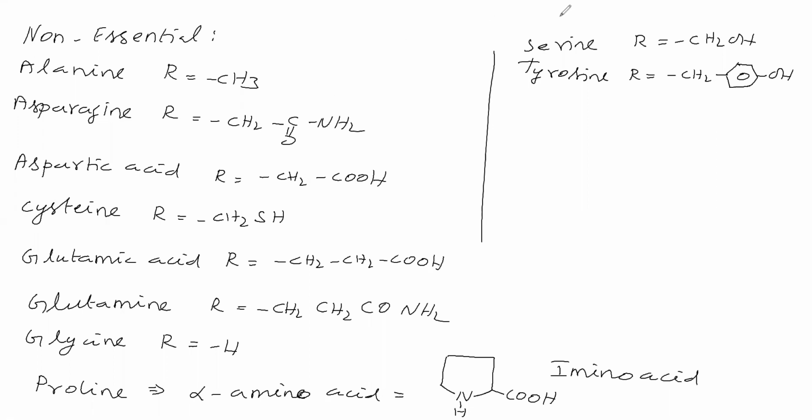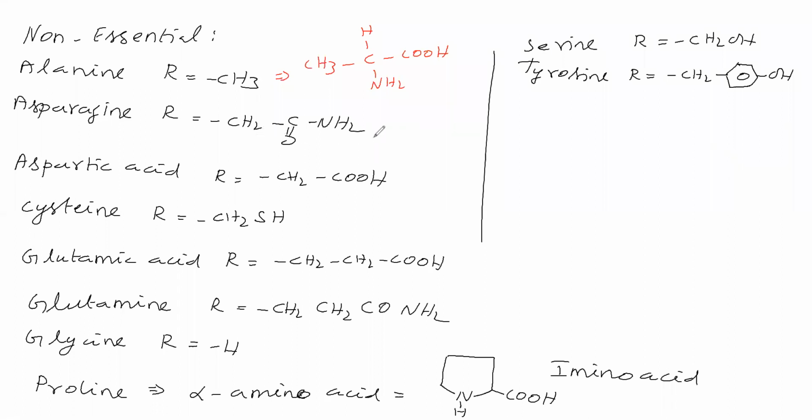Now, first we will take alanine. In alanine, the formula is CH3, CH, NH2, COOH. In this alanine, the numbers of amino groups and carboxyl groups are the same. Therefore, it comes under neutral amino acids.